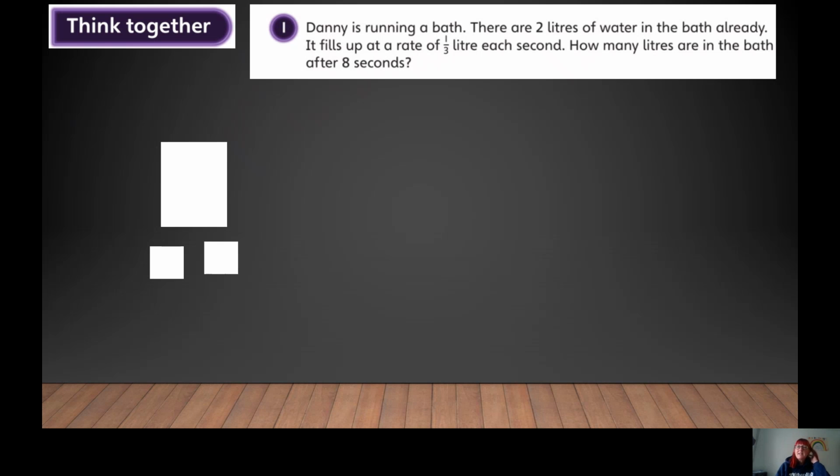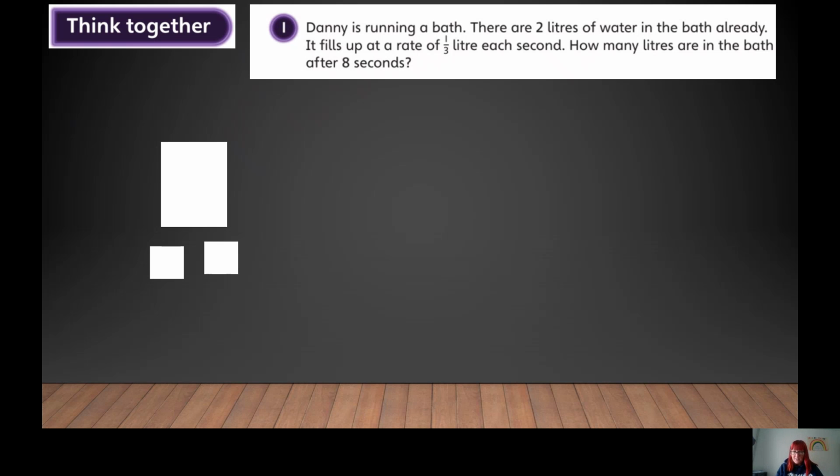All good. All right, let's think together. Now, Danny is running a bath, hopefully not leaking, and there are 2 litres of water in the bath already. Now, according to this information, it fills up at a rate of 1/3 of a litre each second. So we're dealing in seconds now, not hours. How many litres are in the bath after 8 seconds?